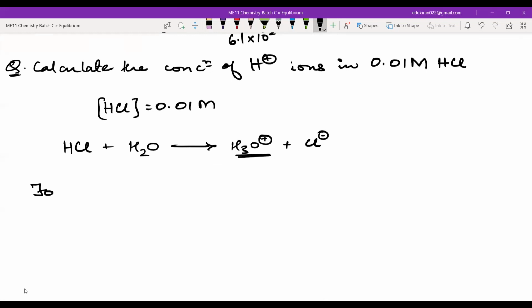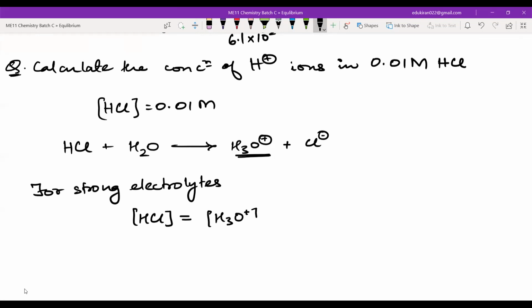Hence, for strong acids, or rather for strong electrolytes, whether acid or base, the concentration of HCl will be equal to the concentration of H3O positive. And hence this concentration is again 0.01 molar.